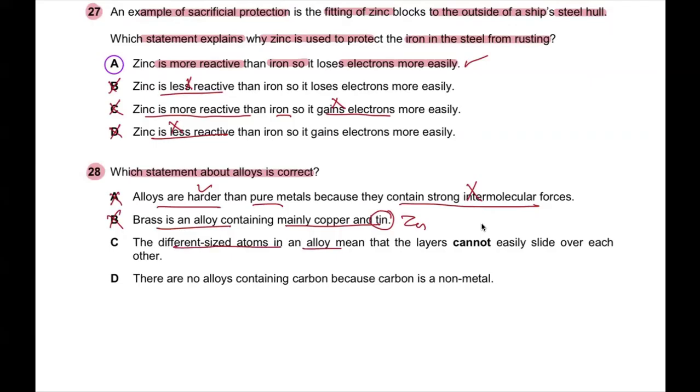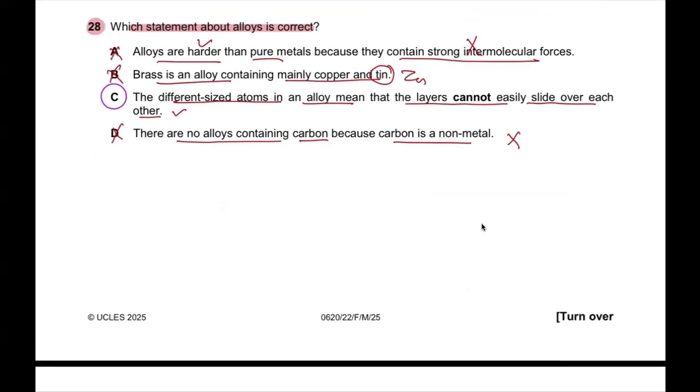Different size atoms in an alloy mean that the layers cannot easily slide over each other. This seems correct, and that's what we have studied. That makes the alloy stronger, right? There are no alloys containing carbon, because carbon... no, that's wrong. Steel has carbon in it along with the iron. So C is our correct answer. I hope it's clear to all of you.